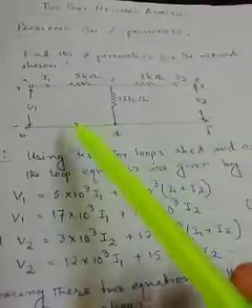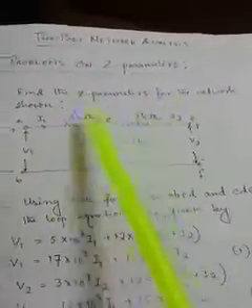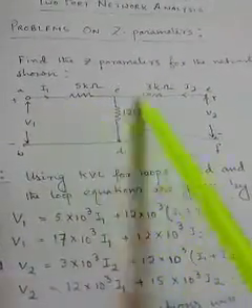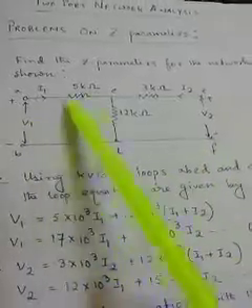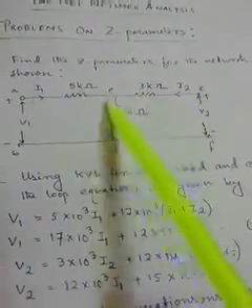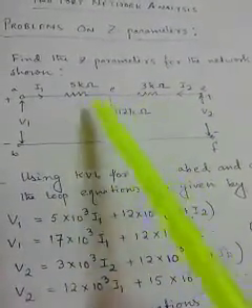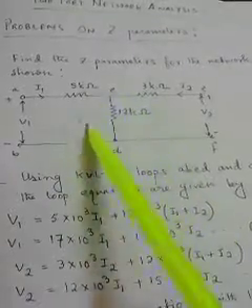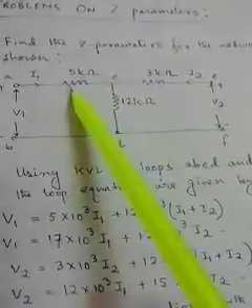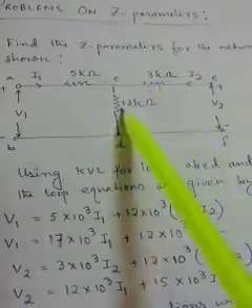So here we can see the question: find the Z parameters for the network shown. This is the standard formation of a two-port network, and this is the T configuration of the network. Already we are familiar with this kind of configuration. So this is the T representation or T configuration.